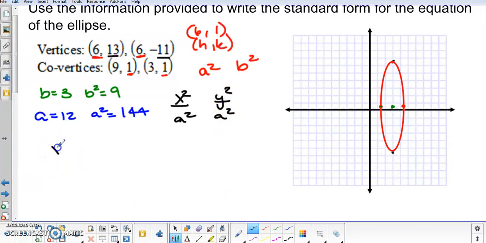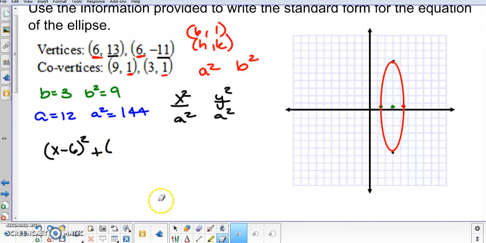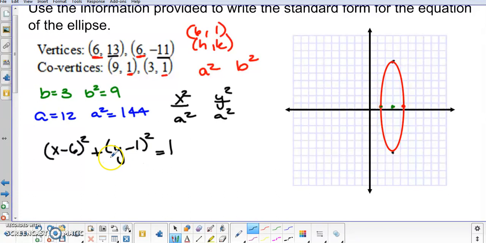So I'm going to do x minus h, which h is 6, squared, plus y minus k, which is 1, squared, equals 1. And I'm going to have my a squared underneath the y. So that's going to be 144. And here that's going to be 12.